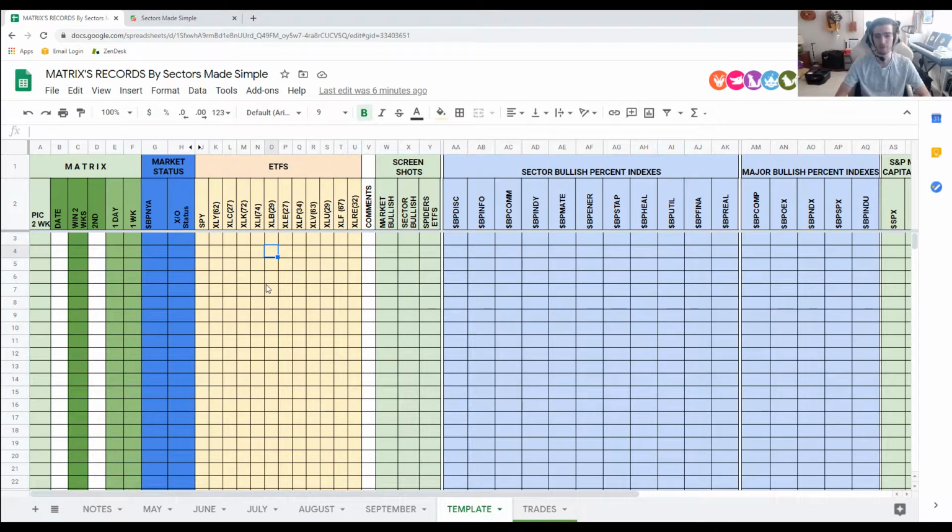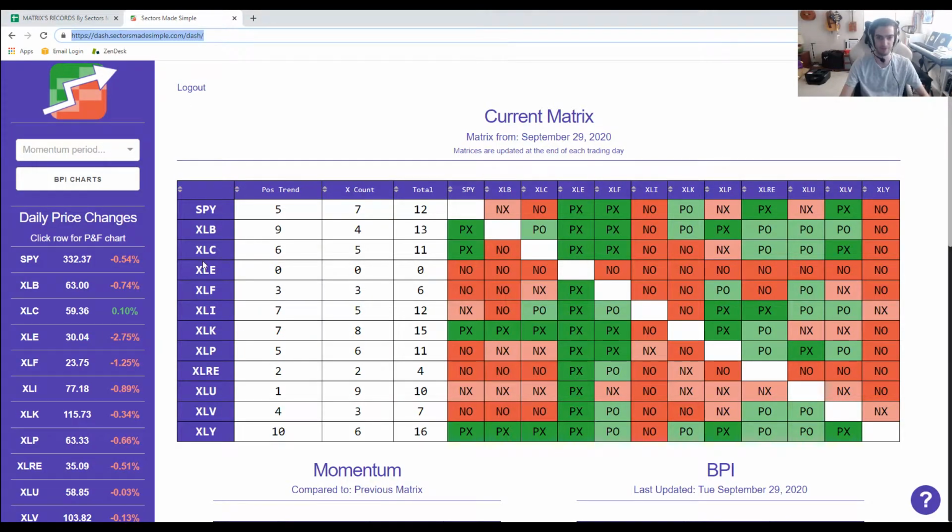So the goal of this spreadsheet is to track over time how the matrix is changing, who our leaders are, and where the opportunities may emerge. So we first have to start off on the far left, which is the basic information that we can get from the matrix. So if we were to start off at the matrix, the first thing we would do is take a picture of this table.